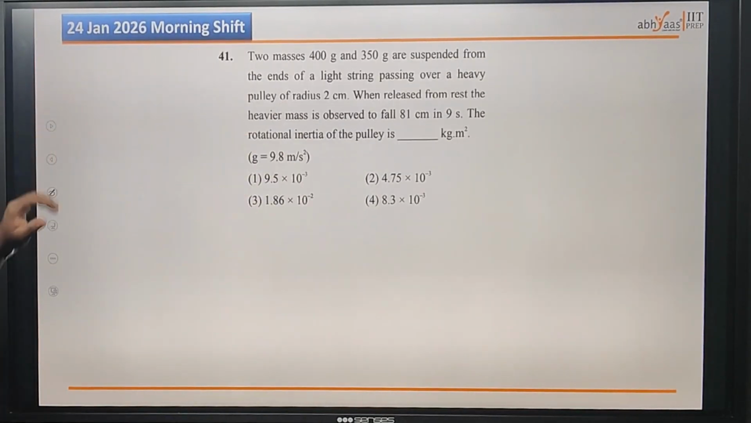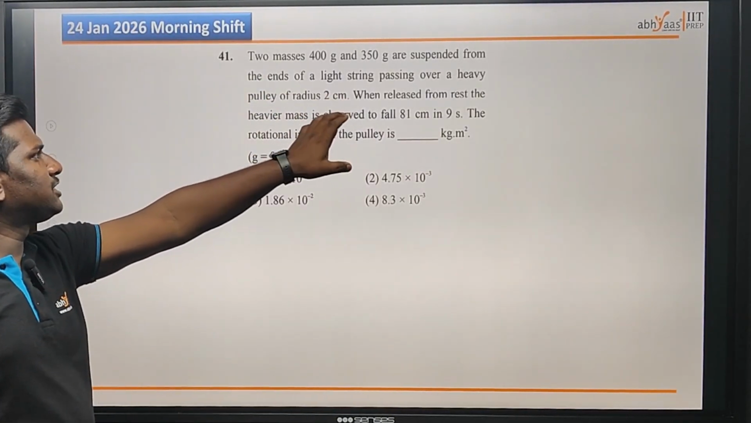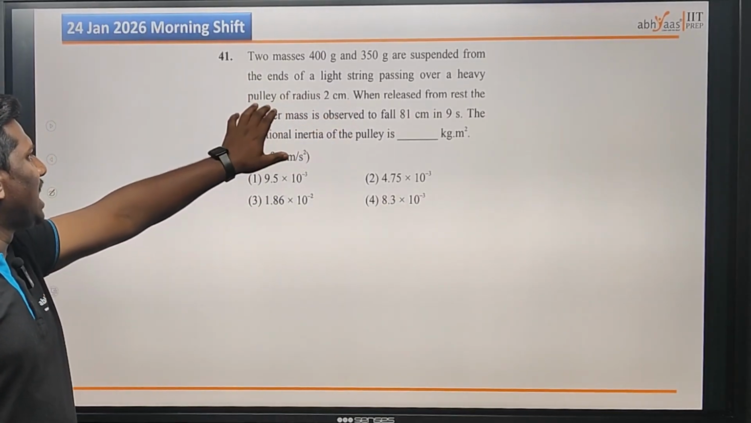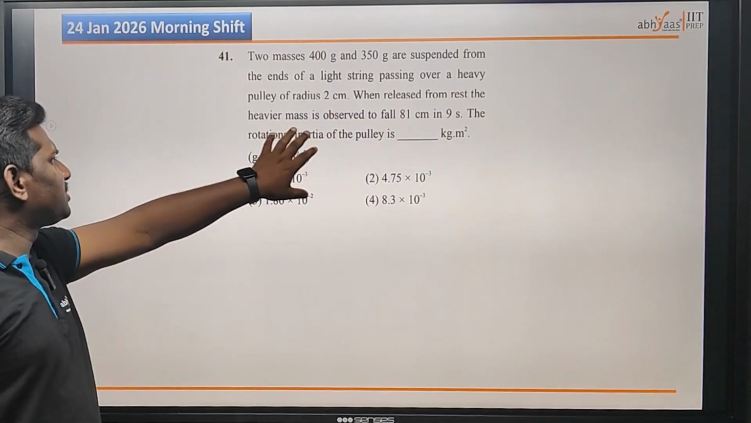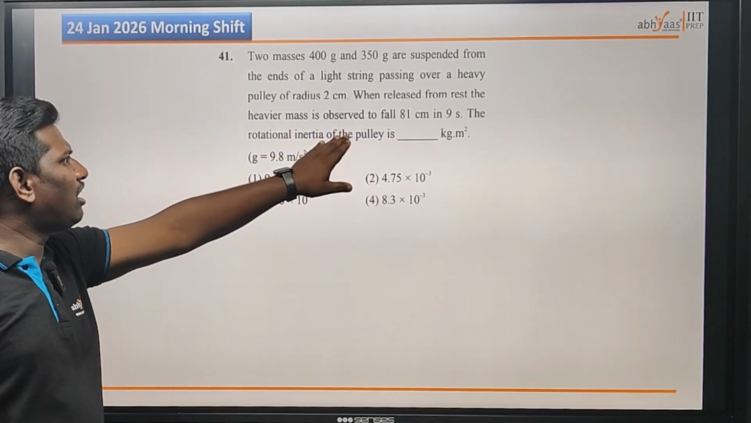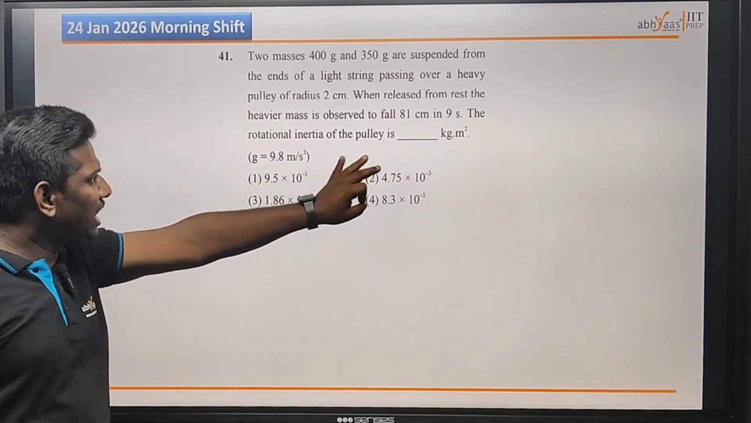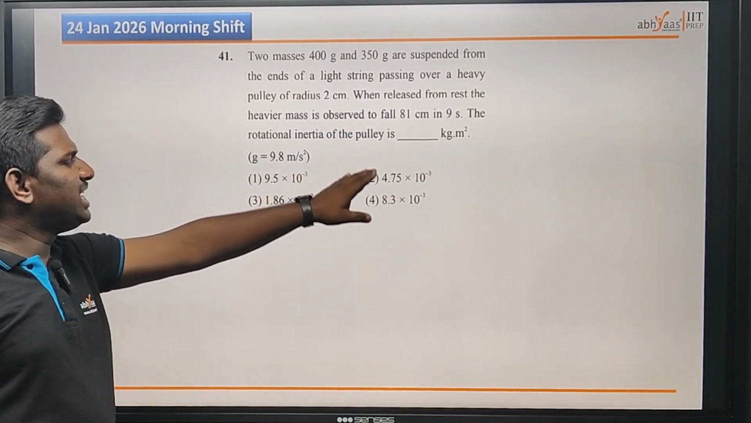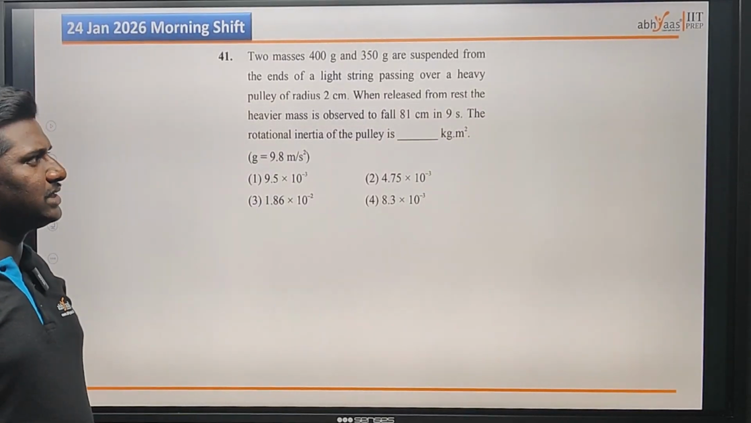So next question, see here. Question number 41. Two masses 400 g and 300 g are suspended from the ends of a light string passing over a heavy pulley of radius 2 cm. When released from rest, the heavier mass is observed to fall 81 cm in 9 seconds. The rotational inertia of the pulley is?